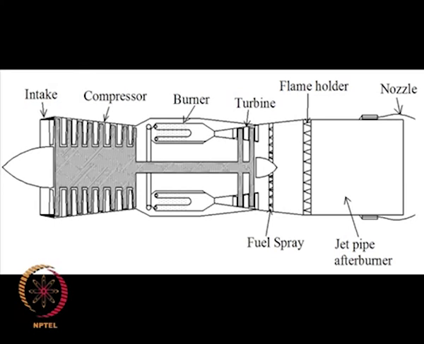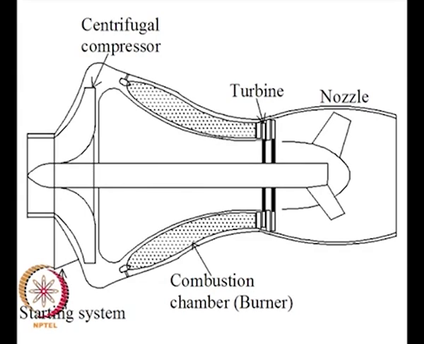As opposed to this, you can also have something known as a centrifugal compressor, okay, wherein the flow comes in axially and goes out radially, and again if you want to have another stage it has to come back in and again go in axially and go out radially. And you have the combustion chamber here and then the turbine.